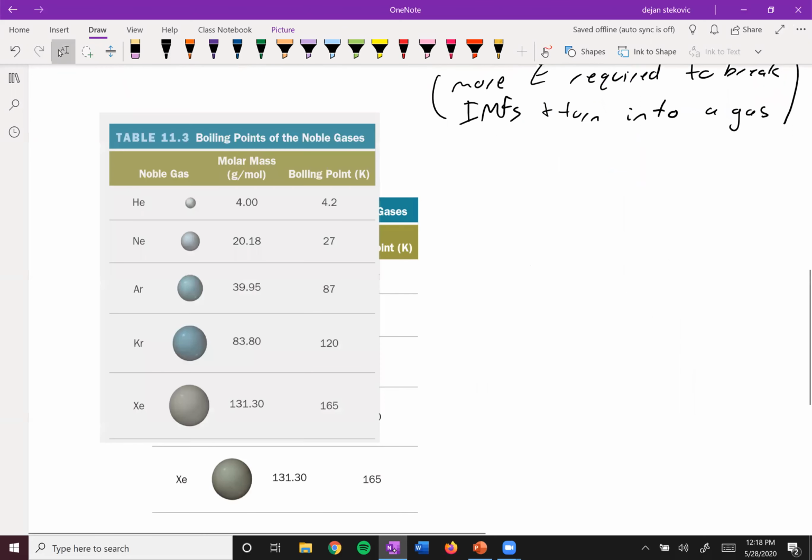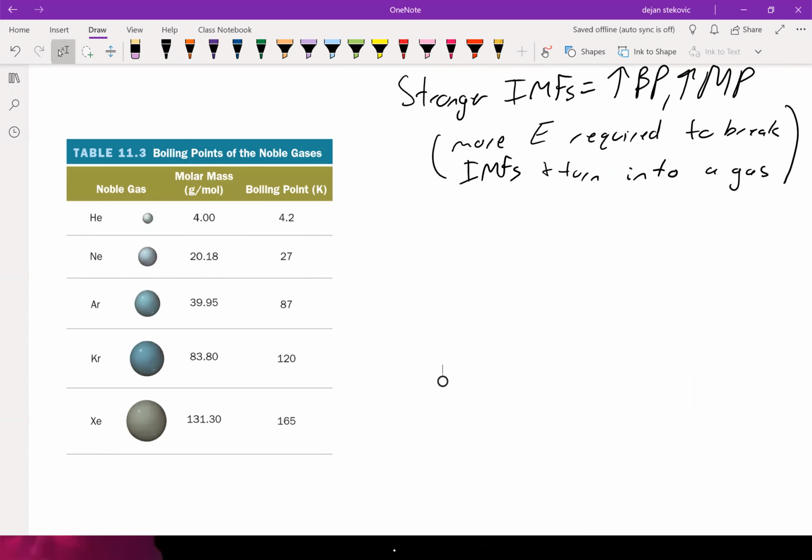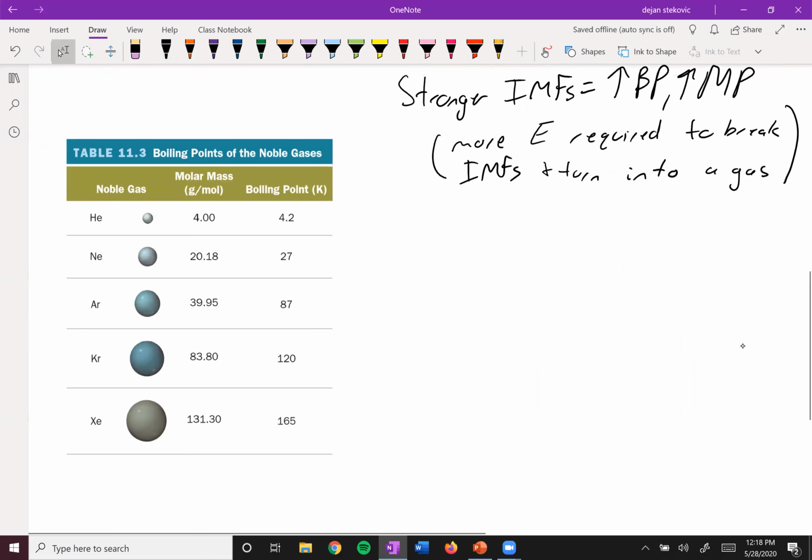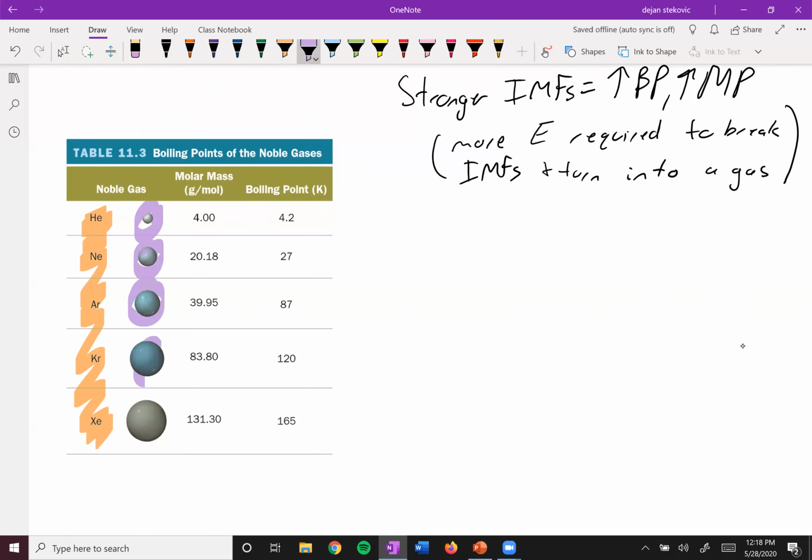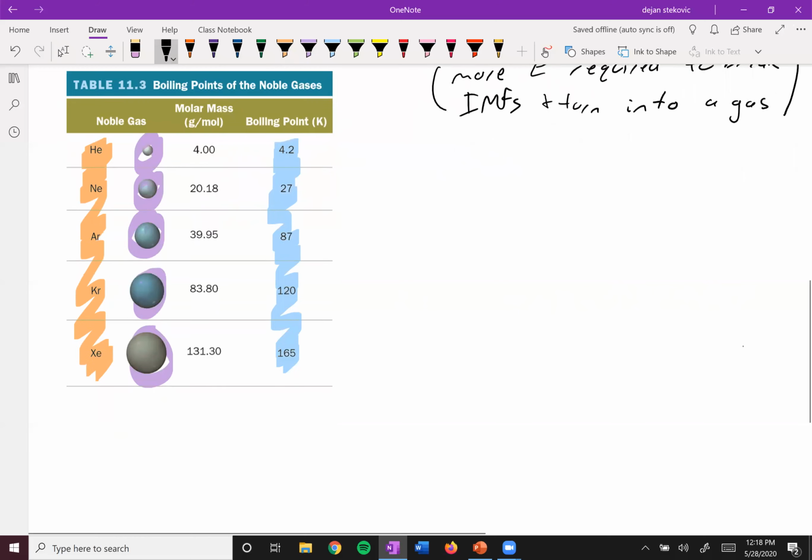So this picture is a good representation of this. As we go down the periodic table, here's a list of the noble gases, helium, neon, all the way down to xenon. We see that we get bigger, bigger, bigger. And when we get bigger, the boiling point increases further and further. So the bigger something is, the more London dispersion forces, and the higher the boiling point.